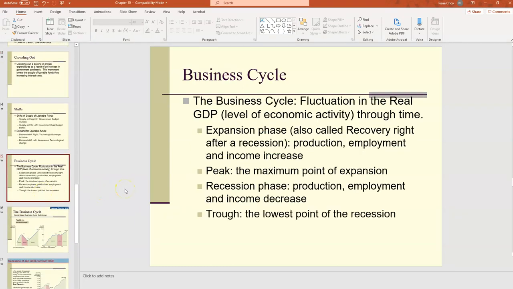All right, now in the following slides, we're going to try to connect that to the business cycle. The business cycle is basically fluctuations in real GDP and in the level of economic activity through time. The expansion phase, also known as a recovery, is the time where production increases, employment increases, and income increases. Then you eventually hit a peak, and the expansion ends, and you go into a recession phase. During the recession, production, employment, and income tend to decrease. Eventually, we hit a trough, and that is the lowest point of the recession.